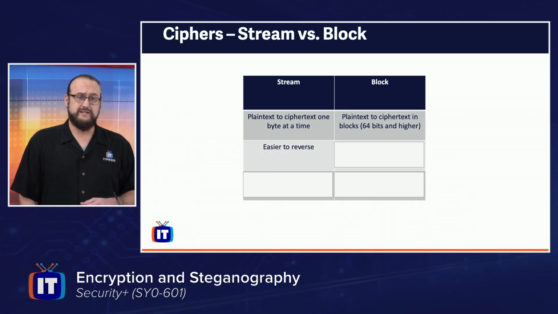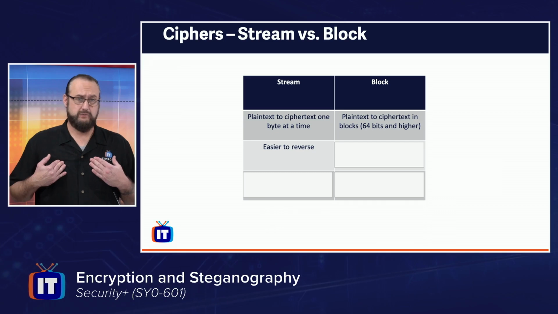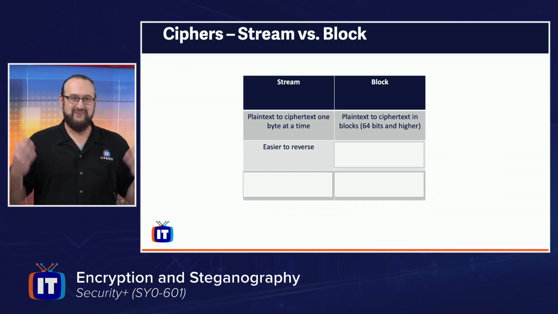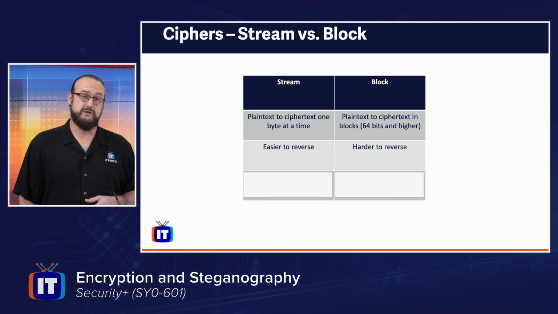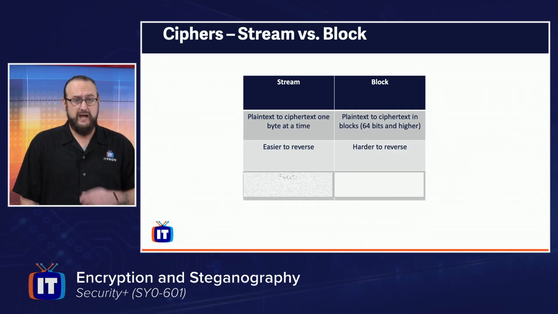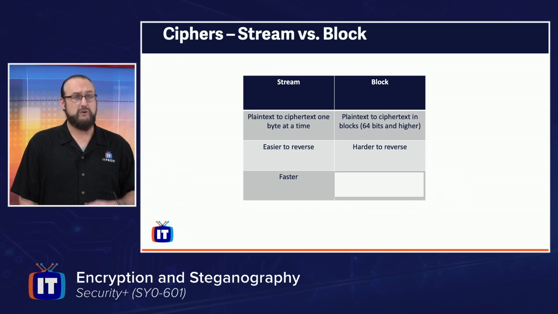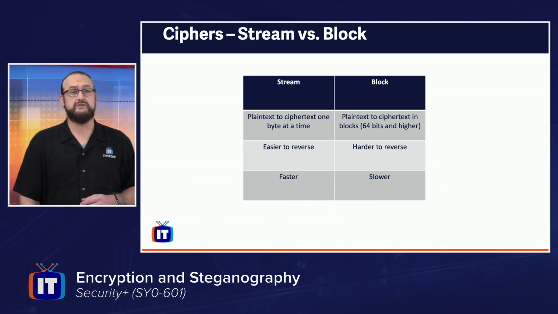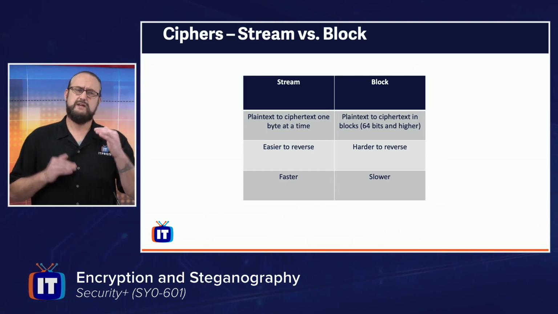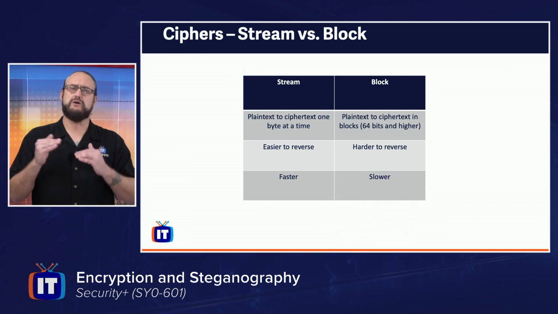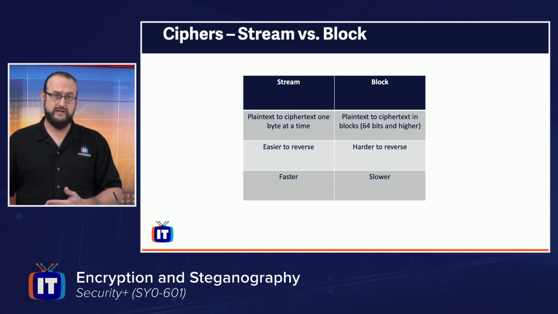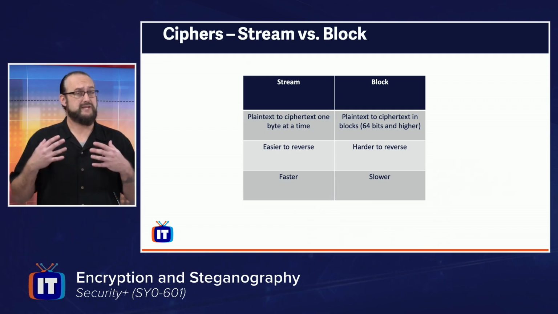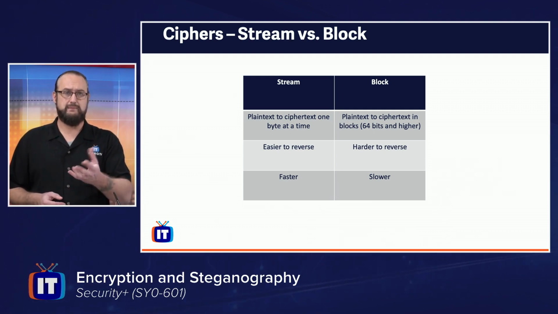Now, theoretically, they say that it's easier to reverse. I'm not going to be able to reverse either of these. I don't have the mathematical know-how, but technically it's easier to reverse a stream cipher than it is a block cipher. And then when we look at computational power, that's also something you have to keep in mind, that a stream cipher is going to be faster than a block cipher. So definitely know those comparisons in case they ask you some of the attributes of that encryption type on the exam.